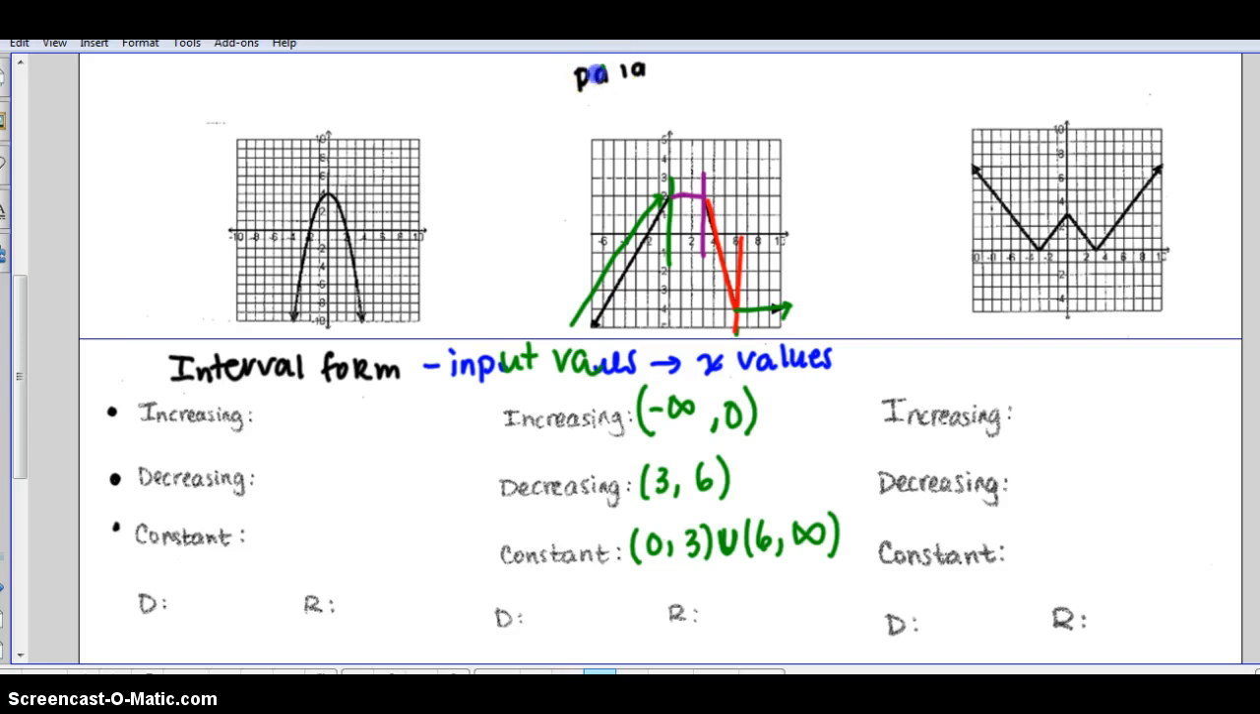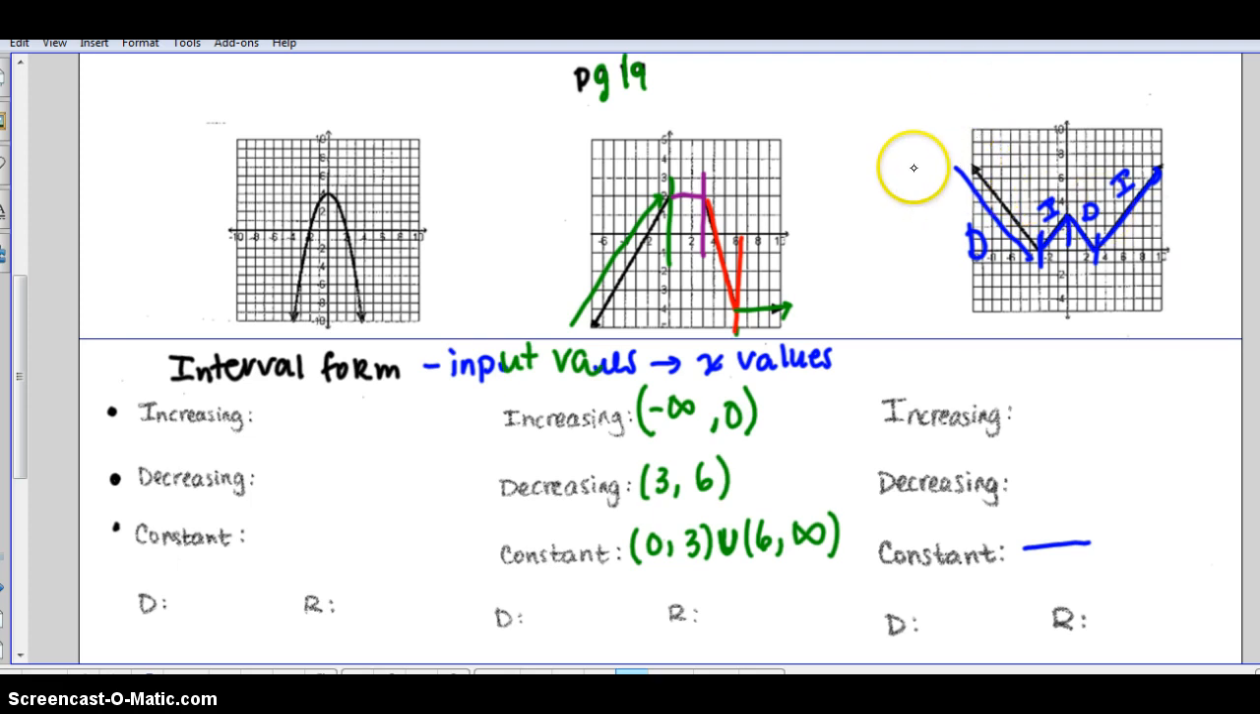Let's take a look at this second picture on this side. Again, we're going to read a graph from left to right. So, since this is negative slopes, this is decreasing to right here. So we're going to use D for decreasing. Then it increases because we have a positive slope. Then it decreases because we have another negative slope. And then it increases. So in this case, we have no constant sections.